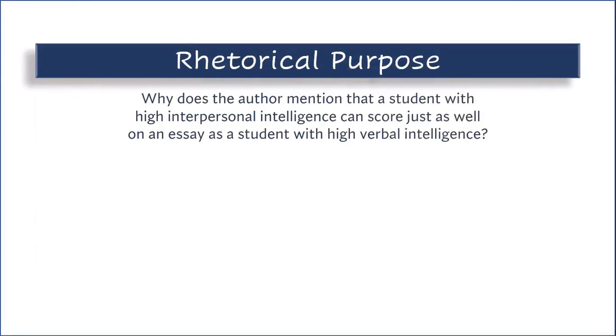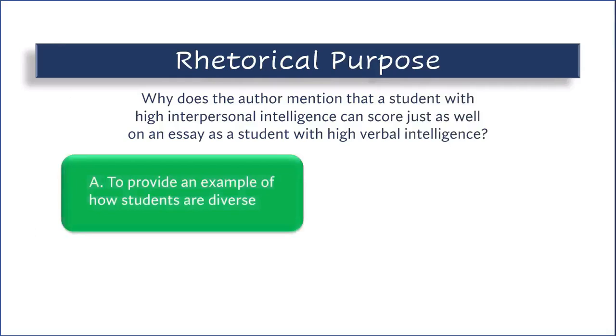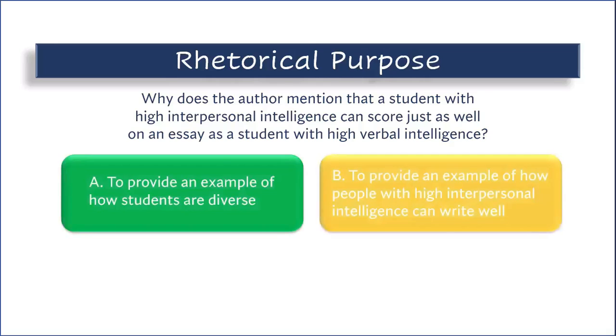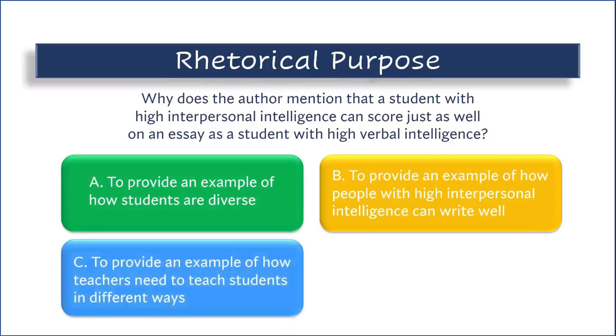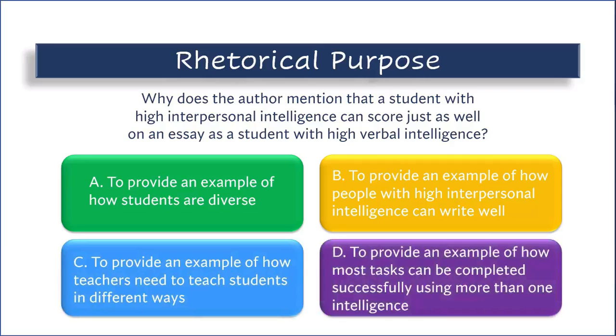Why does the author mention that a student with high interpersonal intelligence can score just as well on an essay as a student with high verbal intelligence? A. To provide an example of how students are diverse. B. To provide an example of how people with high interpersonal intelligence can write well. C. To provide an example of how teachers need to teach students in different ways. D. To provide an example of how most tasks can be completed successfully using more than one intelligence.